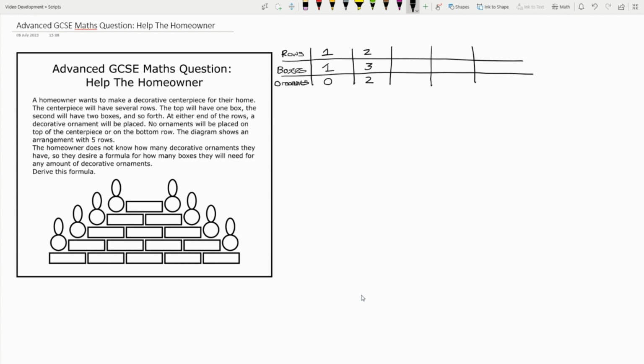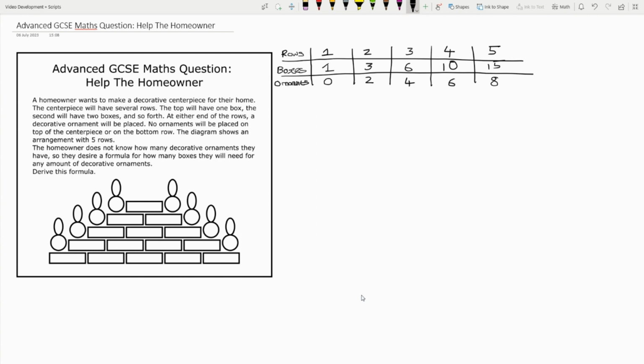Now, if the centerpiece is 3 rows big, there will be 1, 2, 3, 4, 5, 6 boxes, and there will be 4 ornaments because the bottom row won't have any ornaments. Now, if there are 4 rows, there will be 1, 2, 3, 4, 5, 6, 7, 8, 9, 10 boxes, and there will be 6 ornaments. And if there are 5 rows, there will be 15 boxes, and there will be 8 ornaments.